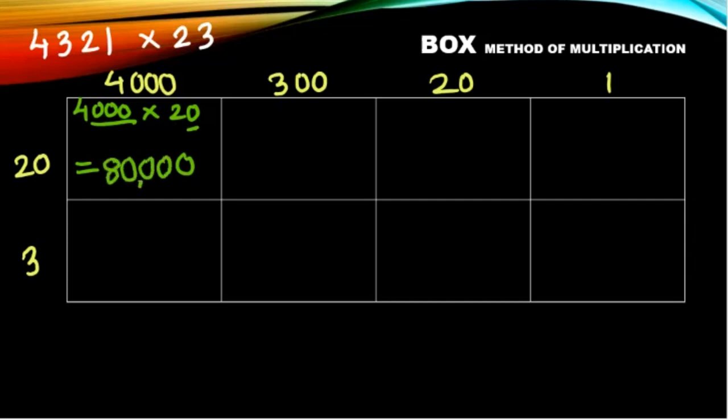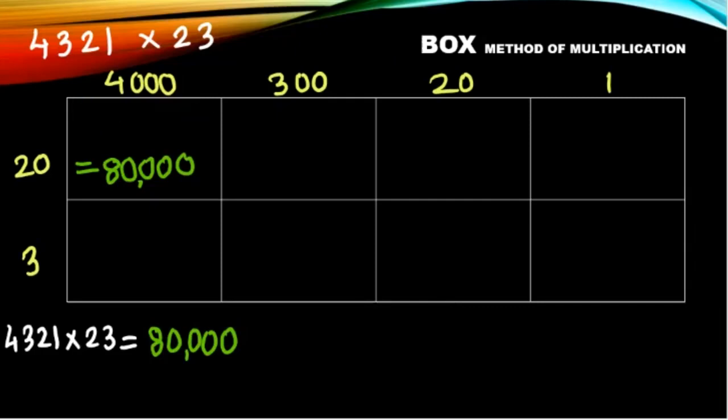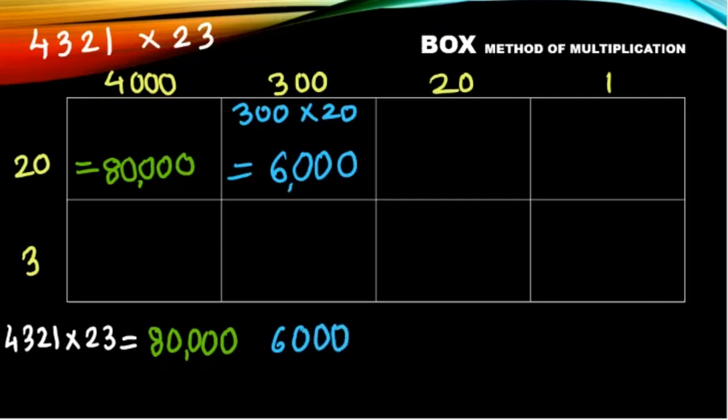Therefore, we are having here 4 columns and 2 rows. Here first column we got here the multiplication 80,000. So we will write down in the answer also. Then in the next rectangle 300 into 20. So the product is 6,000. So again we will write down the product 6,000 down.